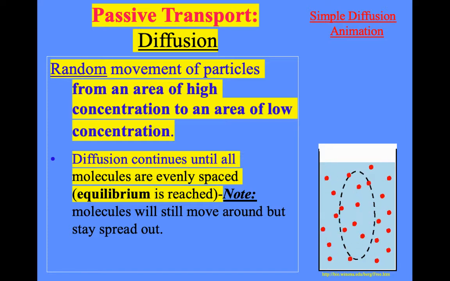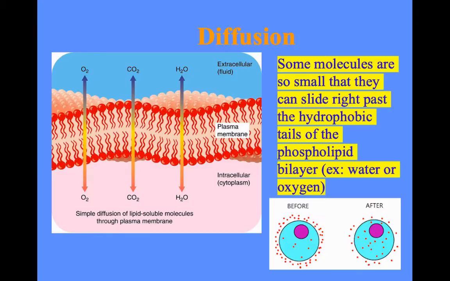Diffusion is the simple and random movement of particles from high to low concentration, much like our demonstration we did with the dye particles or the air freshener. Diffusion is passive, requiring no energy to be spent. Some molecules, such as water, oxygen, and carbon dioxide, are so small that they can slide right past hydrophobic tails of the phospholipid bilayer. They will move until equilibrium is reached on both sides of the cell membrane.